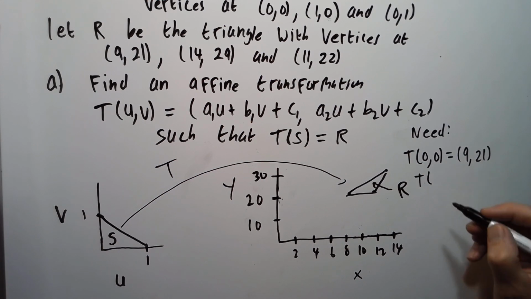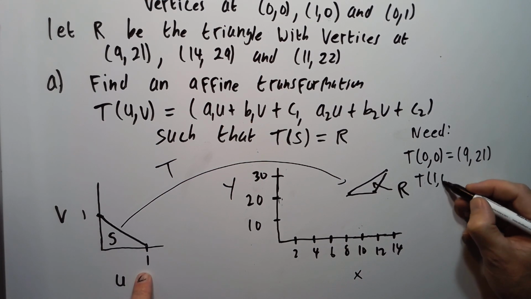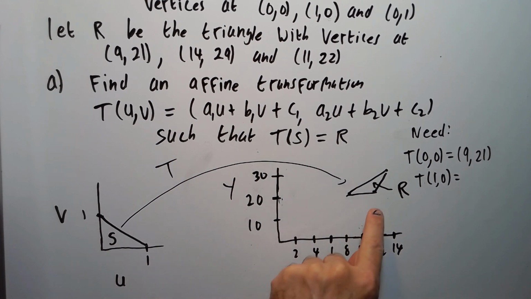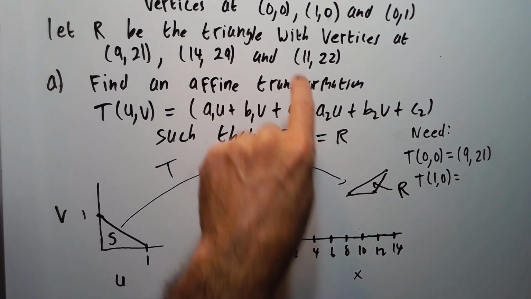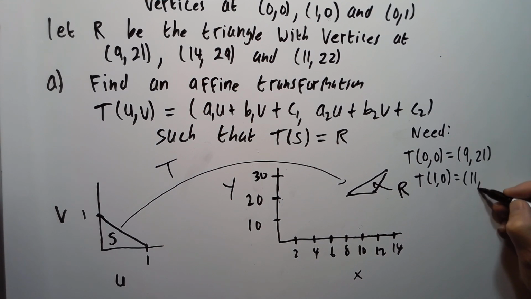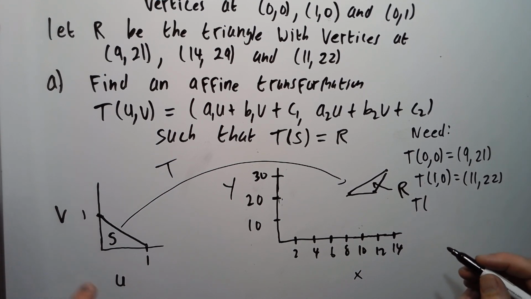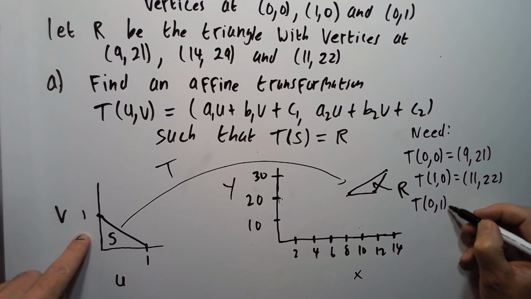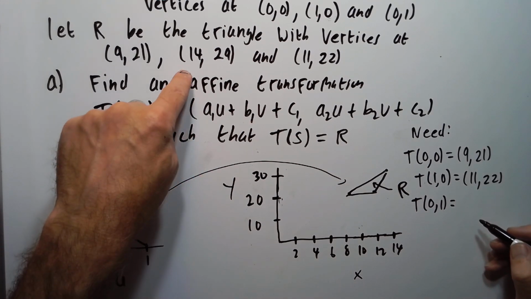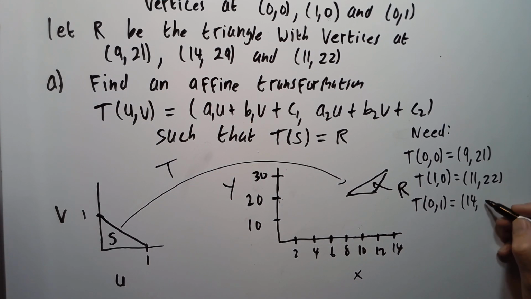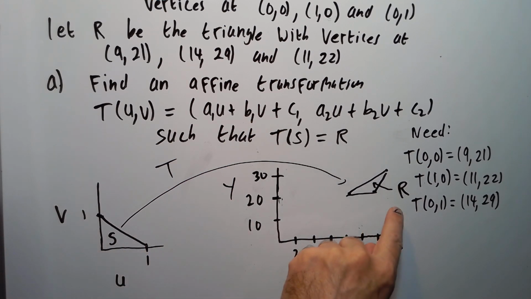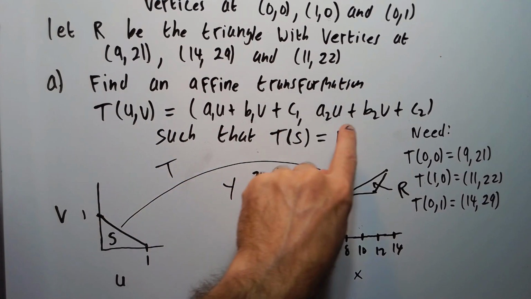And then I'll want T of, say, (1, 0). That's that one right there, to go onto that one, which is the (11, 22). And lastly, I want my T of (0, 1) to go to the remaining one, so (14, 29). Okay, so how I map these isn't that important actually. I could have put (0, 0) to a different point, but it just seems that's the most natural for this one. So let's find conditions on the A's and B's that make this work.